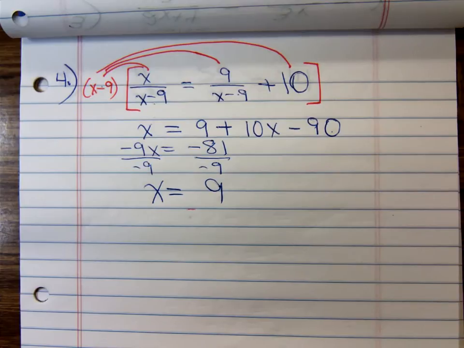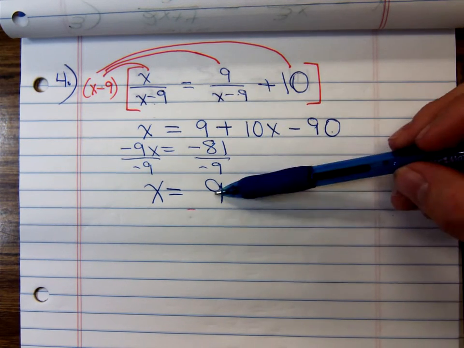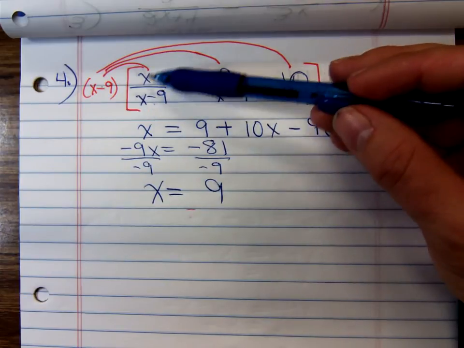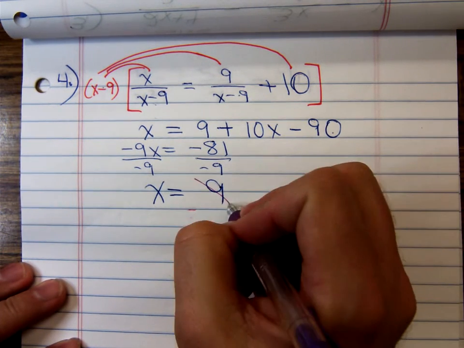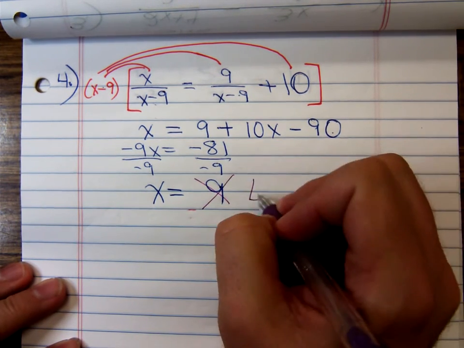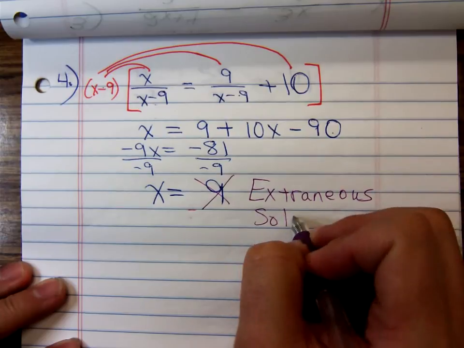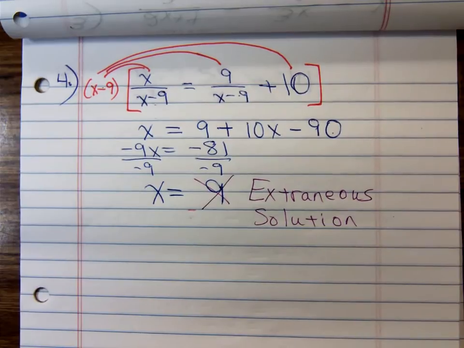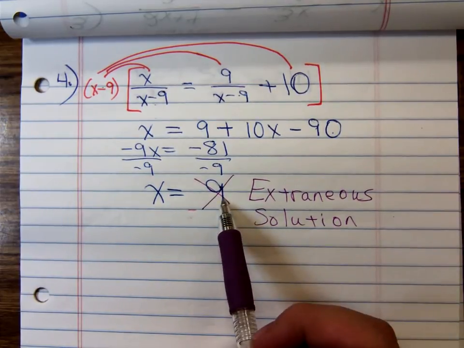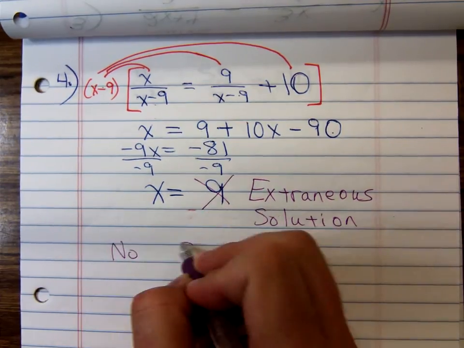But remember, what number did we say would be unacceptable for x? What number makes these denominators 0? If you plugged in a 9 here and here, you'd get 9 divided by 0. That is unacceptable. This gives a denominator of 0, so we say 9 is an extraneous solution. That's what you call that. So, if 9 doesn't check, and we didn't get any other possible solutions, in that event there is no solution to this equation.